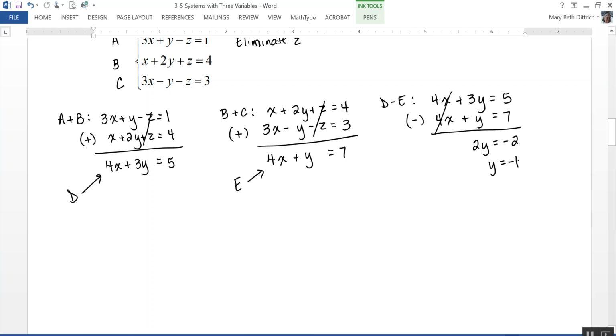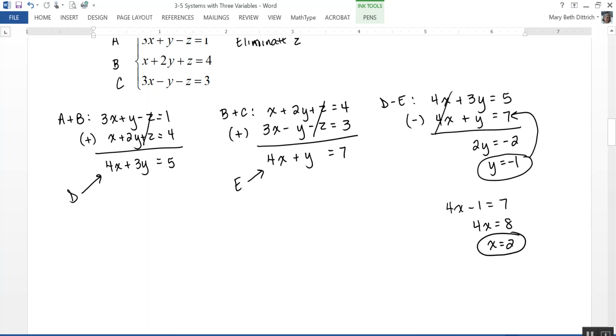But it gets a lot easier from here, because now I just have to substitute. I'm going to take this value for y and plug it into that equation there. So I have 4x minus 1 is equal to 7. 4x equals 8, or x is equal to 2. Two thirds of the way there.